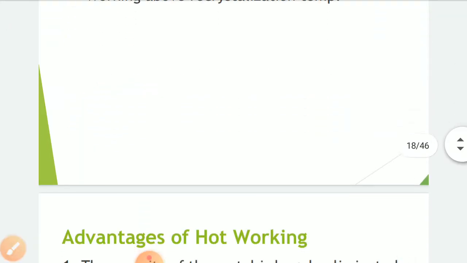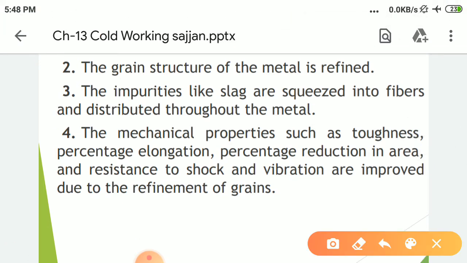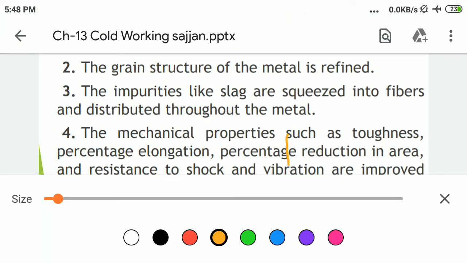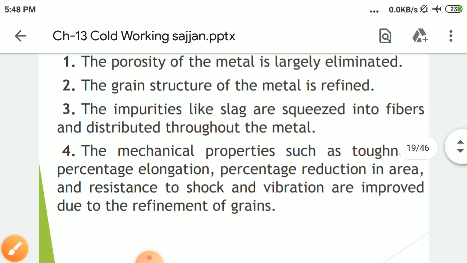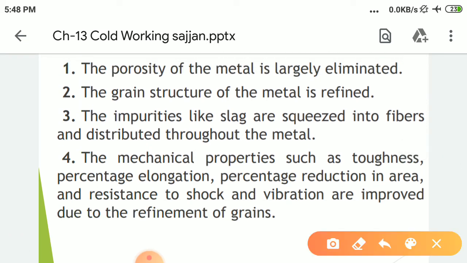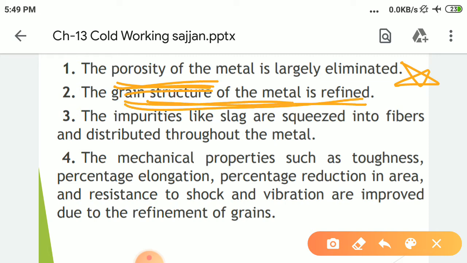Now in case of hot working, let's see the advantages. One advantage is less power machines are required. Another advantage is porosity is removed. So remember, this is again an important point. Porosity is eliminated. Grain structure is refined. And impurities are removed or distributed throughout. And mechanical properties such as toughness and other mechanical properties are also improved.